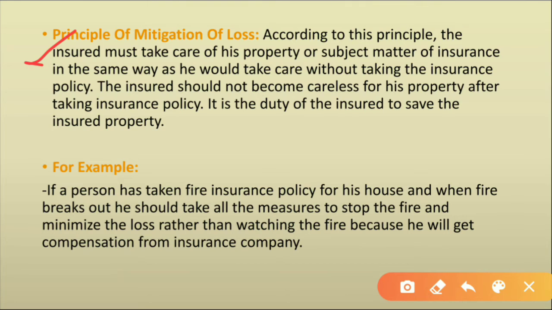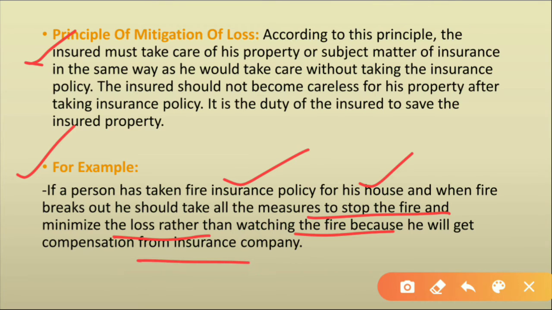It's very simple, students. Principle of mitigation of loss says that, for example, if a person has taken fire insurance policy for his house, and when fire breaks out, he should take all the measures to stop the fire and minimize the loss rather than watching the fire. ऐसा नहीं है कि आग लगी है तो जलने दो और हम खड़े होकर वहाँ देख रहे हैं. We should take the measures to stop the fire and minimize the loss. And he will get compensation from the insurance company.